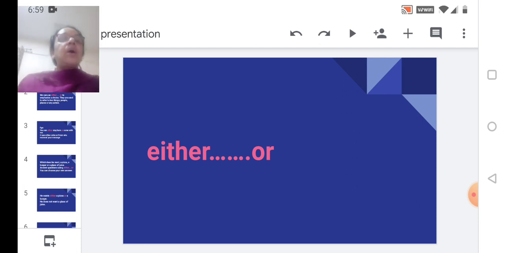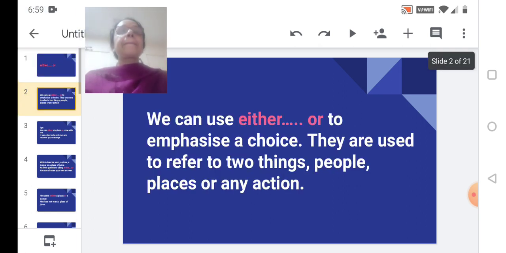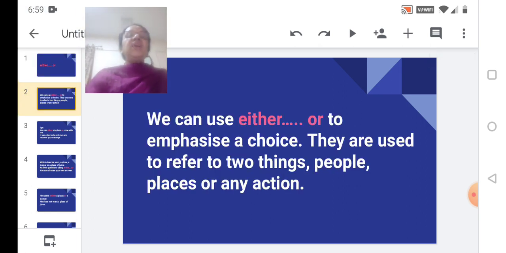Now we use these words. In sentences you must have come across these two words. When are we supposed to use them? I will tell you. We can use these words to emphasize a choice, either this or that, when you want to choose, when you want to pinpoint the particular choice.